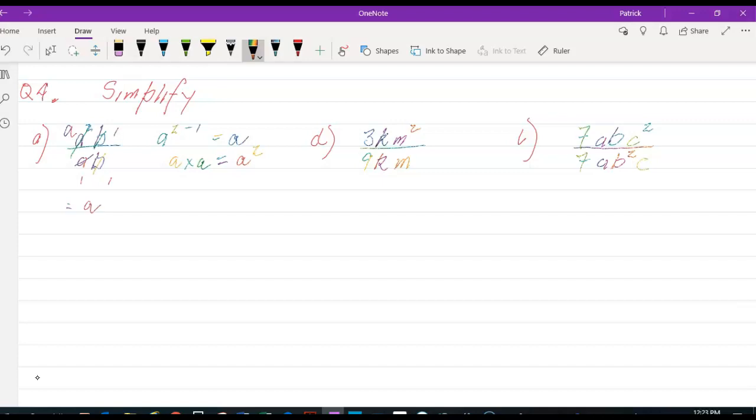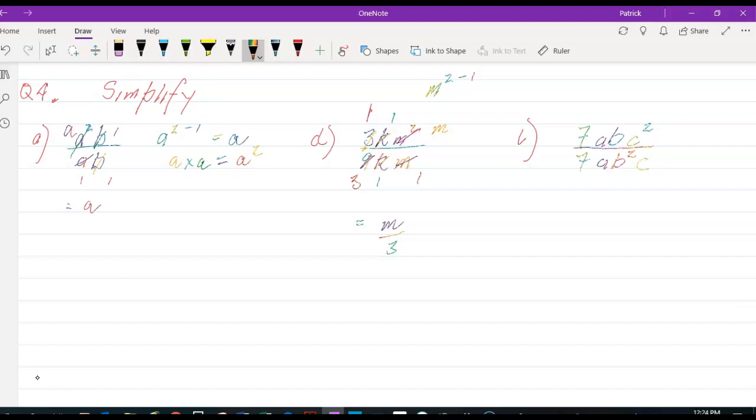In part D, obviously, 3 is going to go into itself once, and it's going to go into 9 3 times. K goes into itself once. And then M squared over M is M to the 2 minus 1, leaves me with M. So M goes into itself once, and it goes in M times. So what I'm left with is M over 3, because if I multiply 1 by 1, it's M, as I don't write the coefficient 1 in algebra.